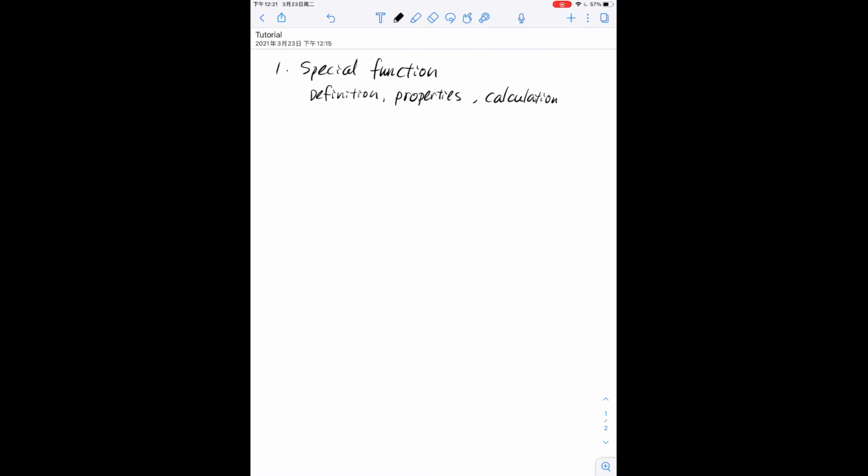So first of all, for this course, we need to know about the definition, the properties, and the calculation of the special functions. A special function is a type of function that you cannot represent with elementary functions. They are important, so we want to study their properties, which may help us to calculate them more easily. So first of all, let's look at the gamma function.